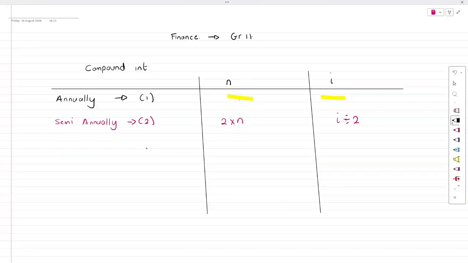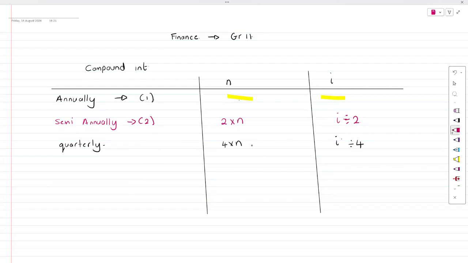The next one, I'm alternating colors, so it just works out. But the next one is compounded quarterly. Whenever you see the word quarterly, it goes quite well. Quarterly means 4. So quarterly means 4 times N and I divided by 4. Yeah, I divided by 4. Sorry, guys. I'm reading wrong today. Quarterly.